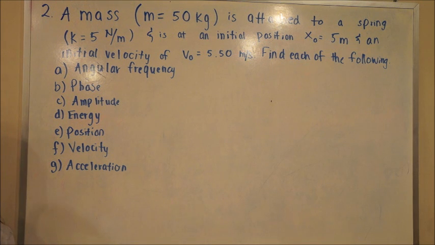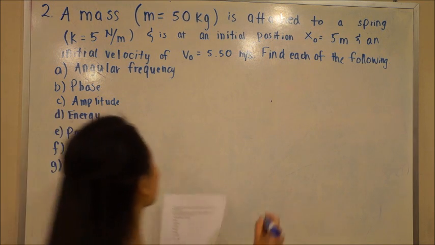This is an example of a mass on a spring. It's a mass of 50 kilograms, which is attached to a spring with a spring constant of 5 newtons per meter. It's at an initial position of 5 meters and an initial velocity of 5.5 meters per second. You can use this information to find each of the following things written here.